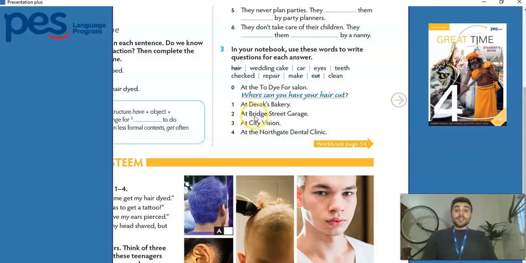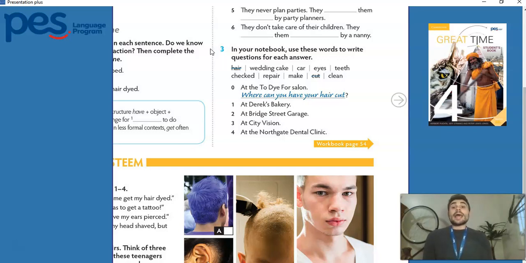So, for this exercise, you're going to do it in your notebooks, okay, guys? Here, in your notebook, use these words to write questions for each answer. Very important here: we don't have the questions, we have the answers, okay? So we need to come up with the question. We have the zero sentence here, which is an example.